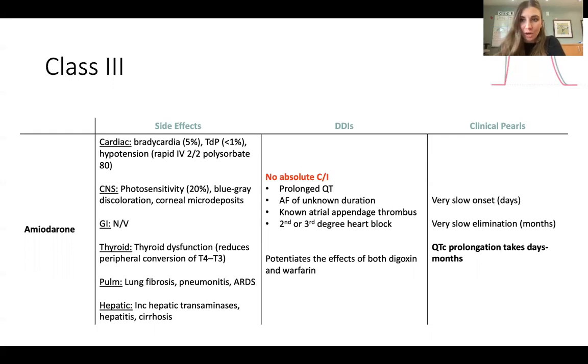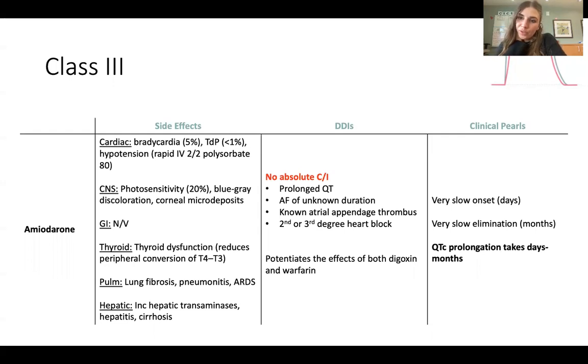There are situations where I caution and take a step back and think about, is this the appropriate agent? Specifically, am I thinking about putting someone on this for chronic treatment? Do they already have a baseline prolonged QT? Or how long have they been in AFib? Do they potentially have a known atrial appendage thrombus, and if I cardiovert them, am I going to have more poor sequelae down the road? I also think about second or third degree heart block and just how much AV nodal blockade I'm going to get, and am I going to throw them into a cardiac arrest? Also think about the drug interactions with amiodarone, specifically digoxin and warfarin.